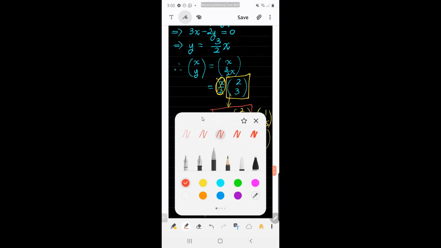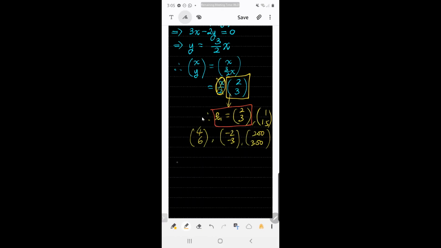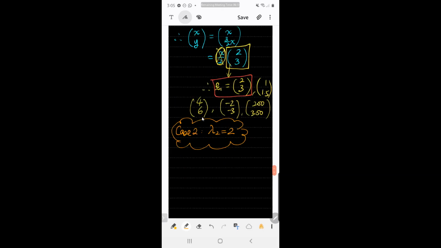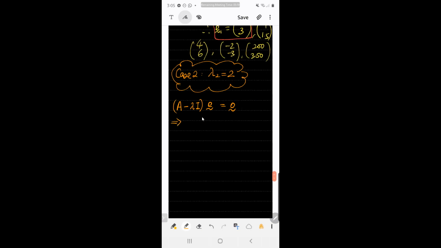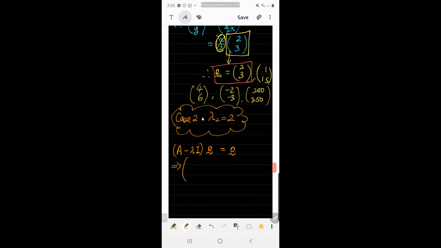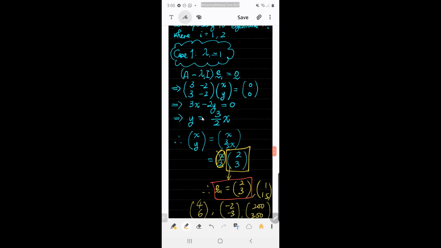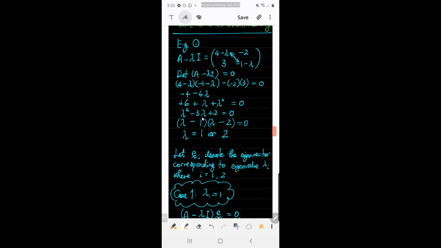Now we go to the second case. For case 2, you have lambda 2 equals 2. So you are going to do the same thing. What do I mean by the same thing? A minus lambda I times the eigenvector equals the 0 vector. So we have A minus lambda I. You go back to your A minus lambda I, which is here. Now you put in lambda equals 2.